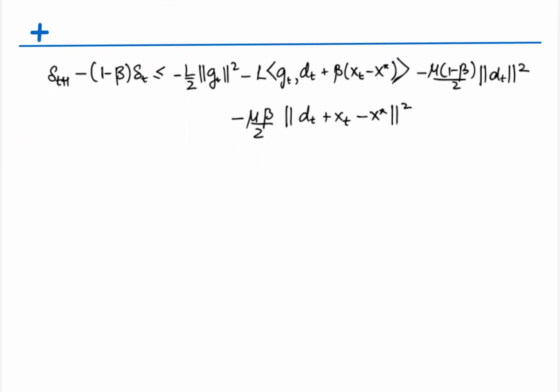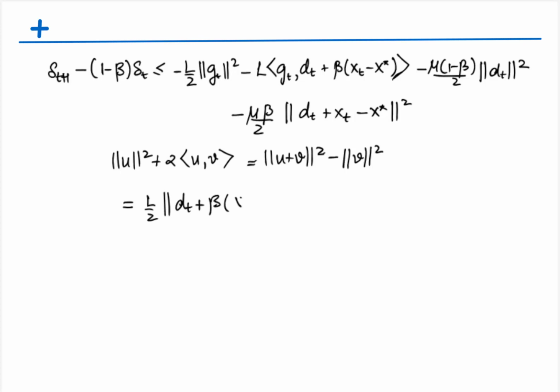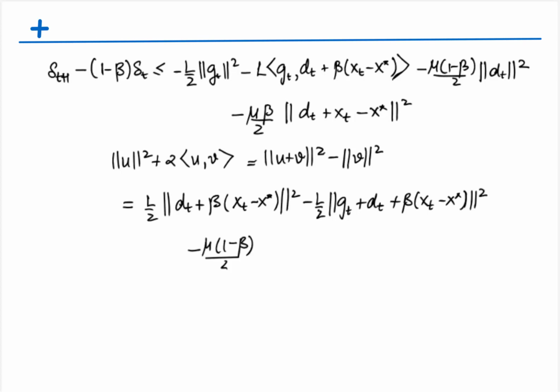As earlier, we will use the formula that norm square of u plus 2 times inner product of u comma v can be written as norm square of (u plus v) minus norm square of v, which yields that the right hand side can be written as L by 2 norm square of (d_t plus beta times (x_t minus x star)) minus L by 2 norm square of (g_t plus d_t plus beta times (x_t minus x star)) minus mu times (1 minus beta) by 2 norm square of d_t minus mu times beta by 2 norm square of (d_t plus x_t minus x star).